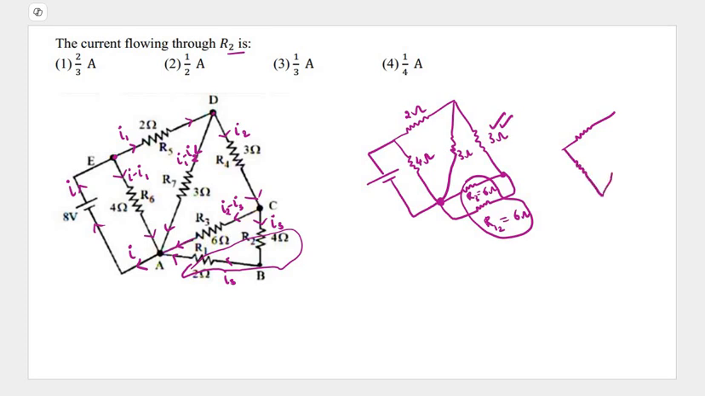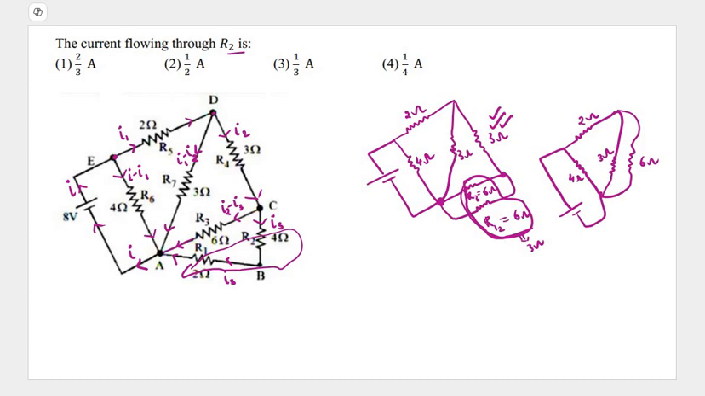So this 3 will be here. This 6 will be 3 ohms. This 3 ohms and this 3 ohms will be in series, and that will become again 6 ohms. So 2 ohms and 4 ohms. So this is the scenario here.